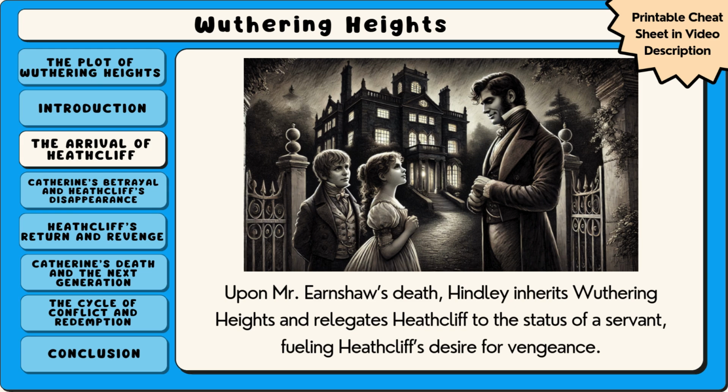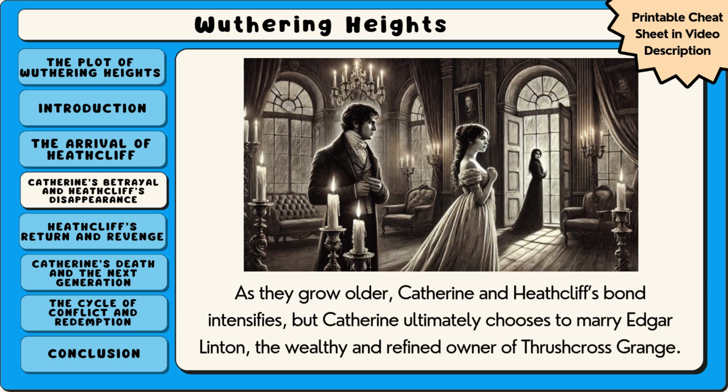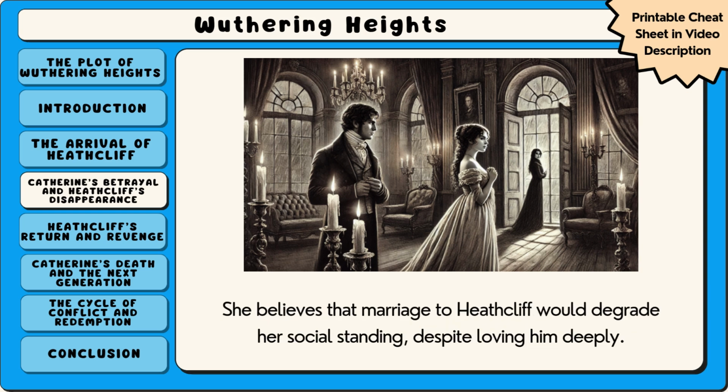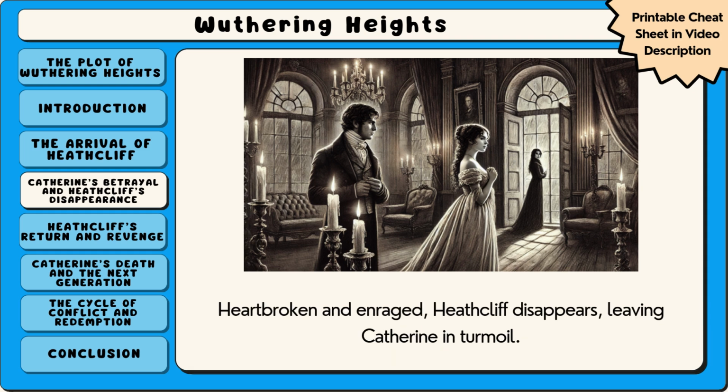Heathcliff's desire for vengeance. As they grow older, Catherine and Heathcliff's bond intensifies, but Catherine ultimately chooses to marry Edgar Linton, the wealthy and refined owner of Thrushcross Grange. She believes that marriage to Heathcliff would degrade her social standing, despite loving him deeply. Heartbroken and enraged, Heathcliff disappears, leaving Catherine in turmoil.